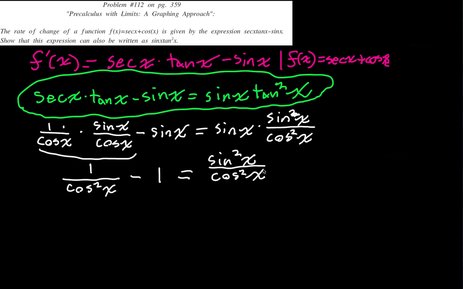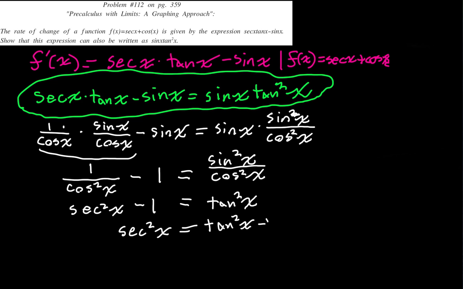Now let's turn these back into other trig functions, because I think that'll make things even more clear. So we're going to convert back. We have that 1 over cosine squared of x is the secant squared of x, and we have minus 1 is equal to sine squared of x over cosine squared of x, which is tangent squared of x. All right. Now, I'm going to add 1 to both sides. We have secant squared of x is equal to tangent squared of x plus 1.